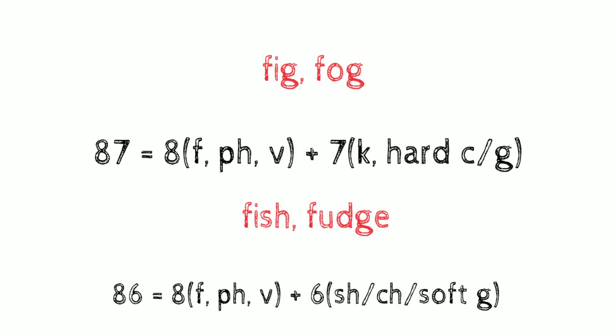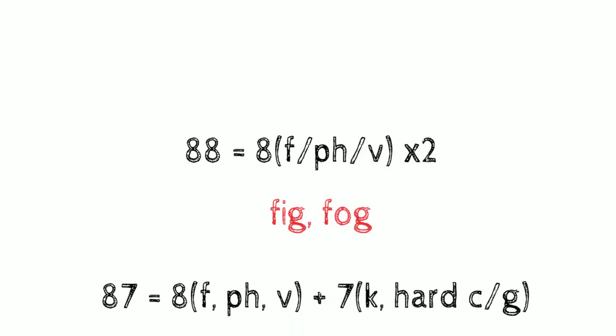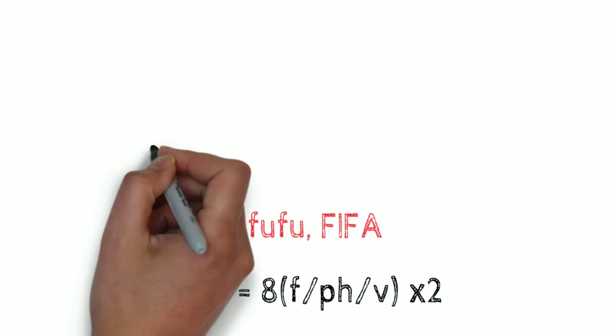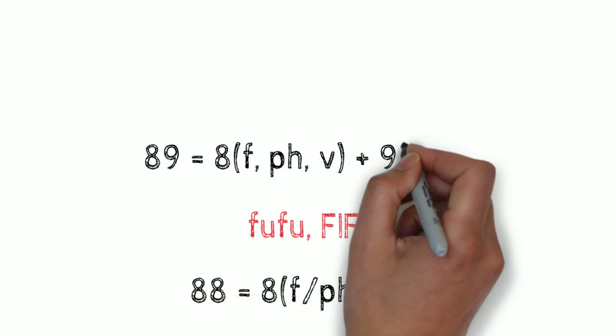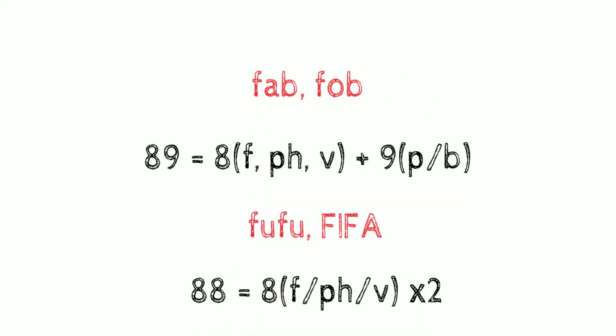For 88, the same sounds we saw earlier represent number 8. Think of words like fufu or FIFA, for example. And finally, for 89, you can use words such as fab or fob, for example. 9 is represented by either P or B.